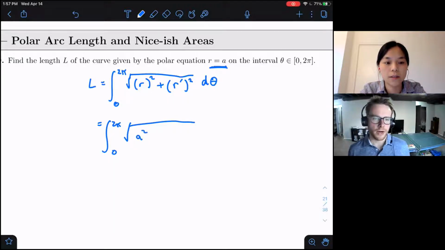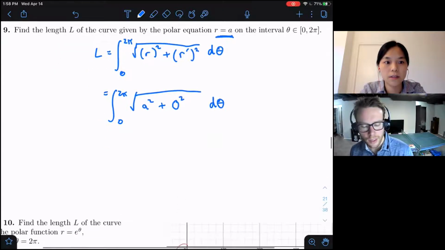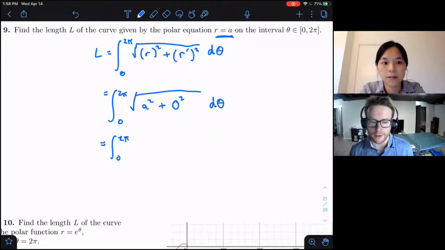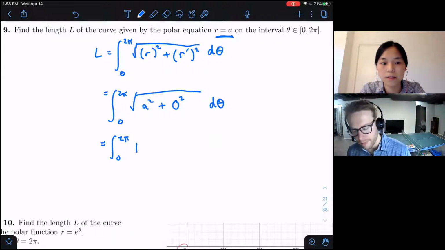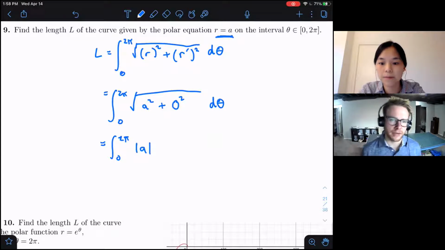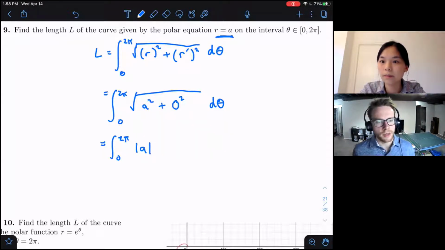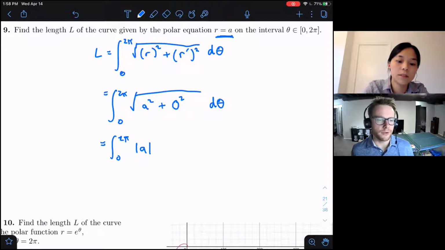We're going to have a squared. And then if I take the derivative of a constant with respect to theta, really with respect to any variable here, you're always going to get 0, right? So 0 squared. And so now this is quite nice, right? Of course, when you add 0 to anything, you just get itself. And now we have the square root of a squared. And so whenever you take the square root of something squared, you get the absolute value technically. And we weren't told that a is necessarily bigger than 0 here. And so, okay, we'll leave the absolute value.